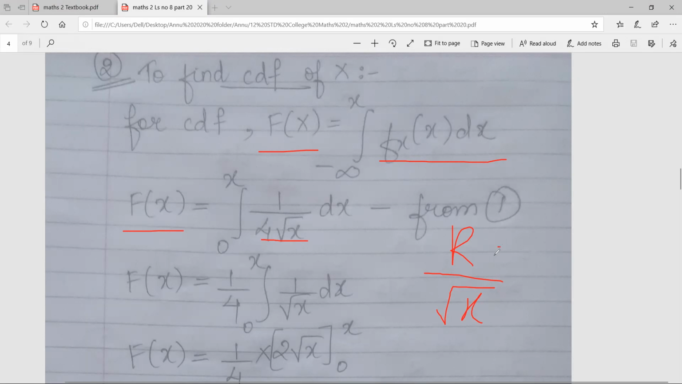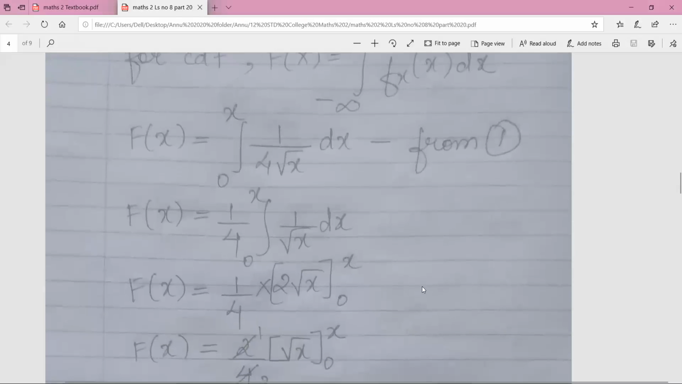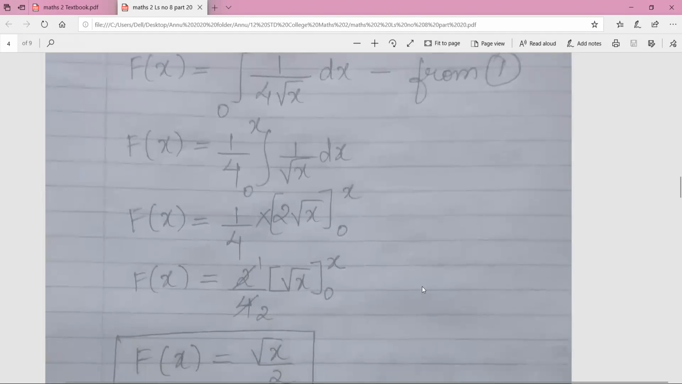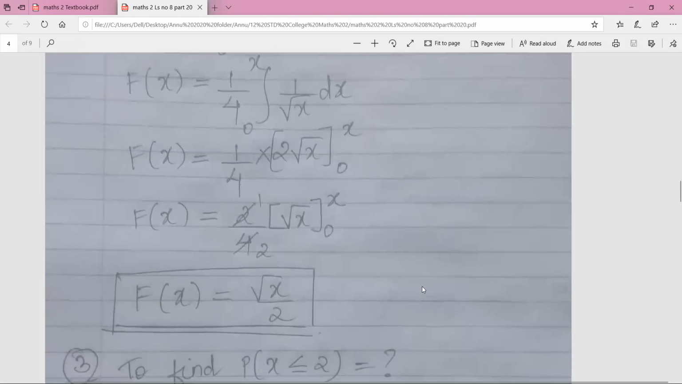Now we got the value of k from point number 1 to be 1 by 4. So 1 upon 4 upon root x, that is 1 upon 4 divided by root x, so 1 upon 4 into 1 upon root x will give me 1 upon 4 root x. In this way, I get integration 0 to x 1 upon 4 root x dx. That is why I've written it from 1. In a similar manner, F of x is equal to 1 upon 4, I will remove it outside as it is a constant, integration 0 to x 1 upon root x dx.